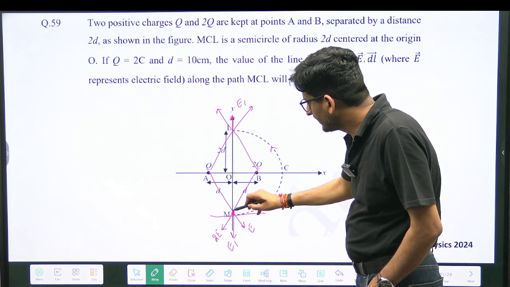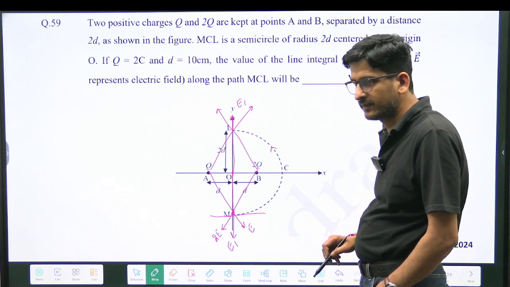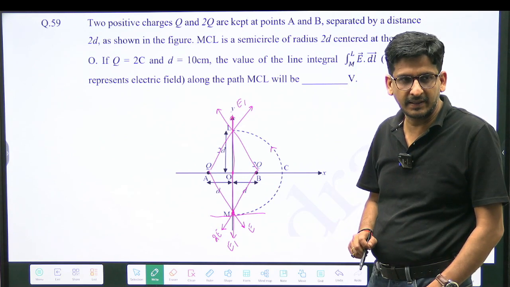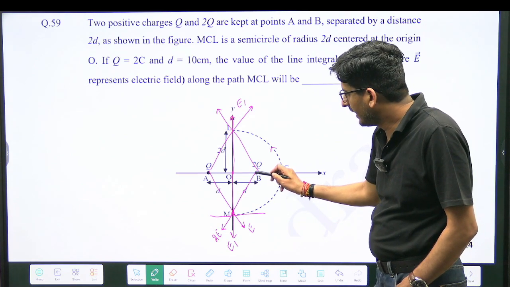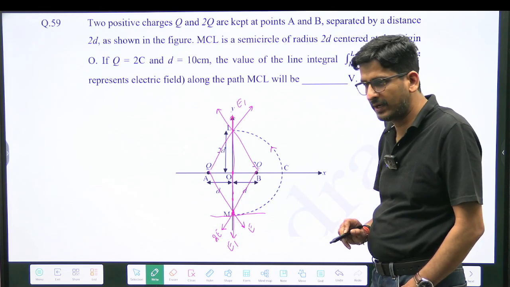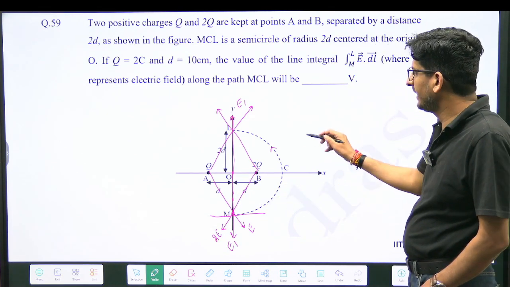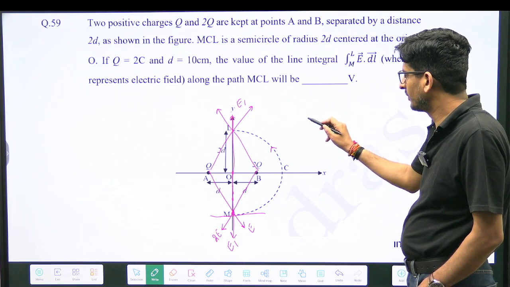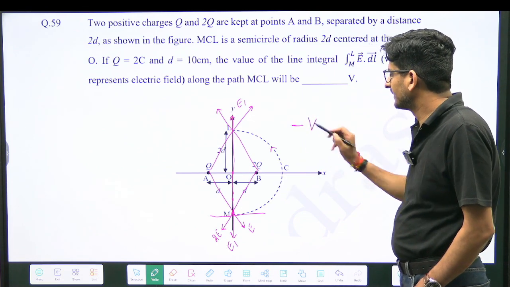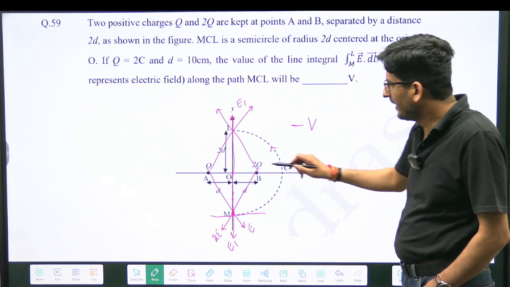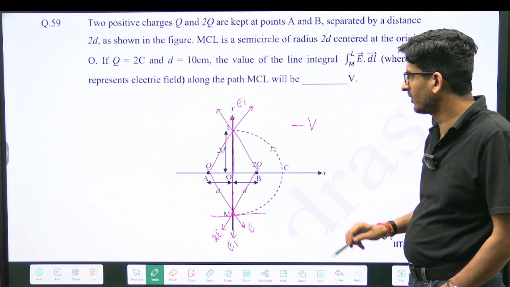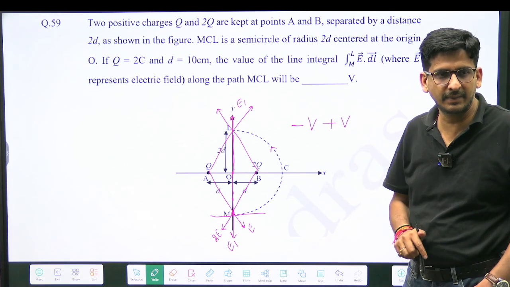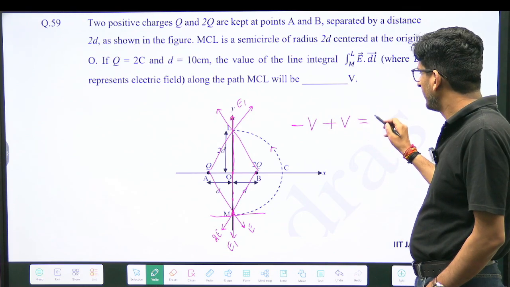If I am moving from this point to this point and then this point to this point, what is happening? Here continuously electric field is against my displacement. So even though electric field is continuously changing at every point, suppose on an average I get some value of potential, I get suppose V, and it will be minus. And when I move this side, I am moving in the direction of electric field. So whatever potential I will get as positive, same quantity because of the symmetry. So this answer will become 0.